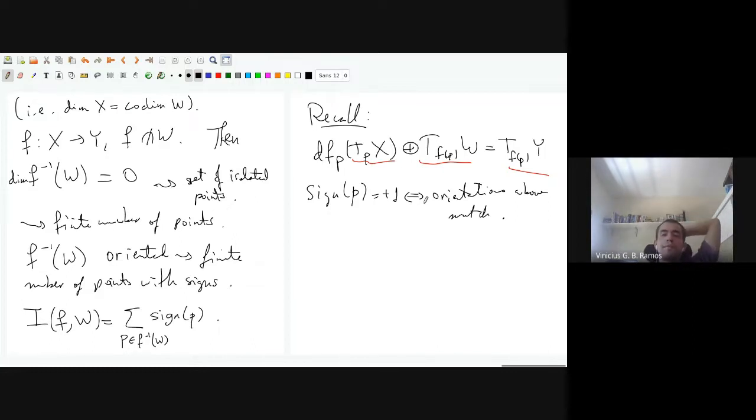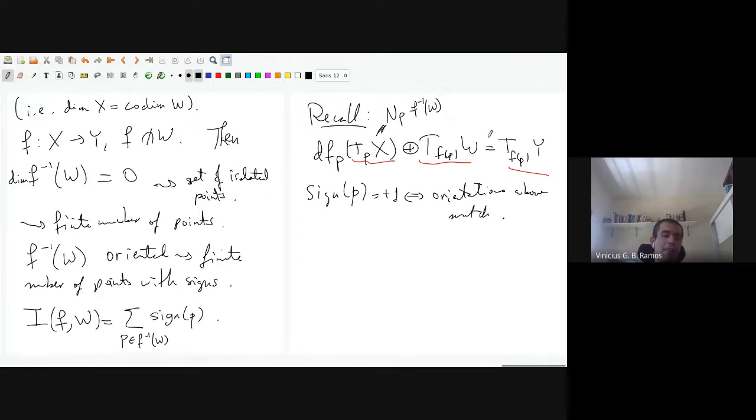Another way to see it, I'm kind of jumping over a step in the construction that I did before. If you really want to follow the construction that I did before, you should think of this as the normal bundle. This is the normal bundle at P of my manifold.